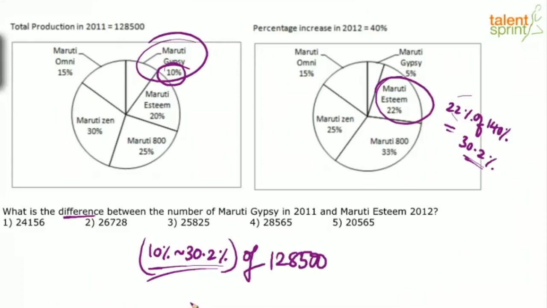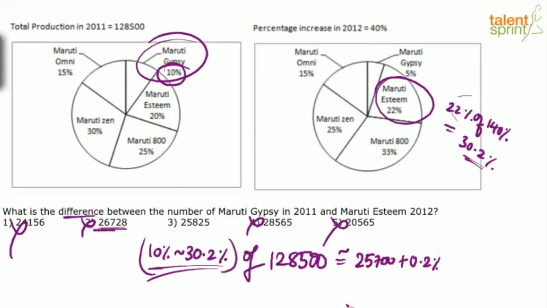How much is 20%? We have just calculated, right? 25,700. So I can say approximately 25,700. Of course, 0.2% is also there, but 10% minus 30% is 20%. 20% of this is approximately 25,700. Look at the options. It should be definitely more than 25,700. So option 1, option 5 gets eliminated. How much more? 0.2% more. Remember, 0.2%. So can it be 28,000? No. Can it be 26,000? Maybe. Check.